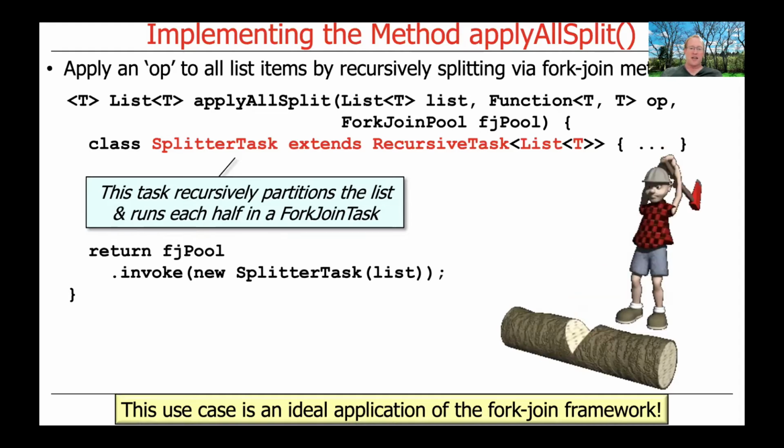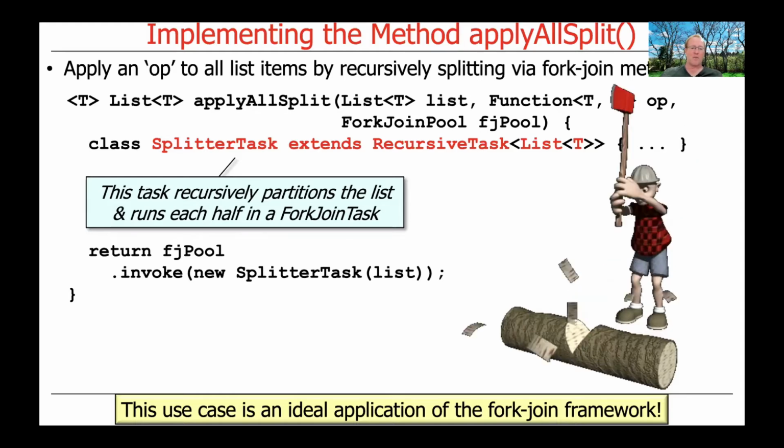This particular use case is very ideal for the fork join framework. We're splitting things in half. As you'll see, it takes very little effort to do that. So it's kind of the model citizen case for how to do these kinds of things with the fork join framework.